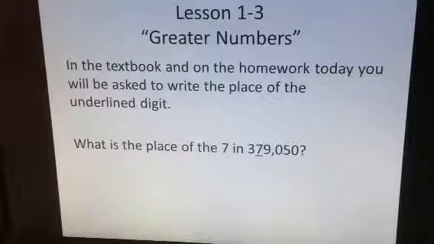Let's practice. What's the place of the 7 in the number 379,050? Its place is 10,000s. What's the place of the 3 in that number? Its place is 100,000s. What's the place of the 5 in that number? Its place is tens.